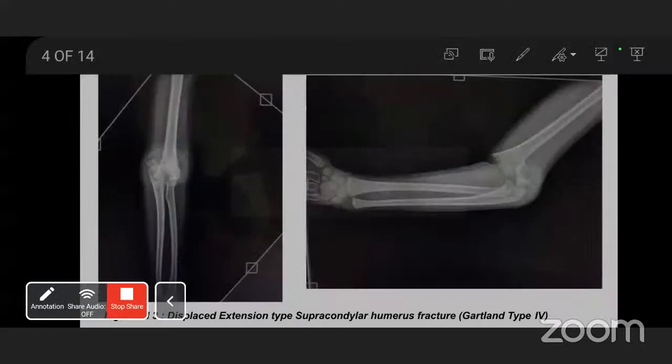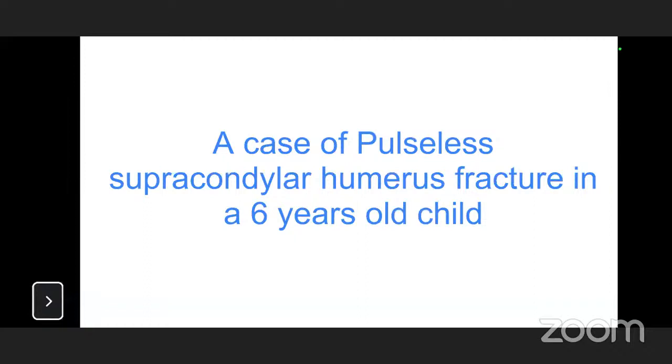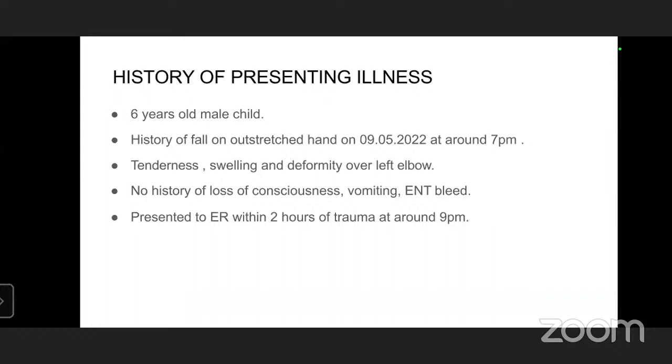So, sir, this is an interesting case of a pulseless supracondylar humerus fracture in a 6-year-old child. We had a 6-year-old male child with a history of fall on outstretched hand on 9/5/2022 at around 7 p.m., by falling from a table. He presented to us with tenderness, swelling and deformity over the left elbow, and within 2 hours of trauma, he presented to emergency at around 9 p.m.